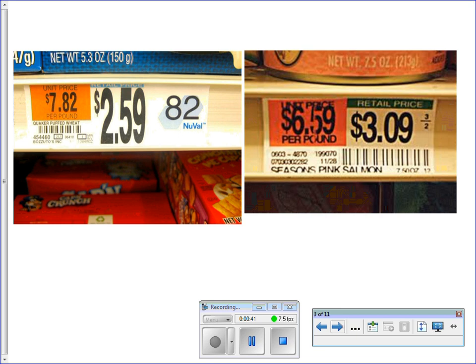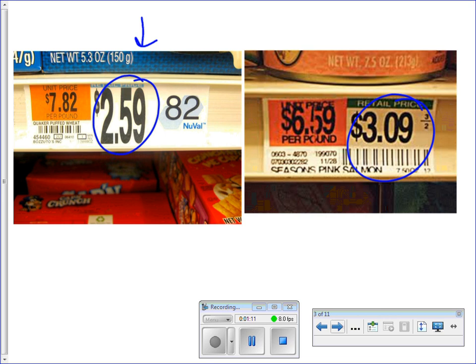Let's take a look at these two price tags. When you go to the supermarket, on the shelves, you'll see price tags similar to these. And you see the price. This is $2.59. That's $3.09. So right away, everybody's going to grab that one because it's cheaper. Woohoo! Save 50 cents. It all adds up. Absolutely. However, is it really the better value?